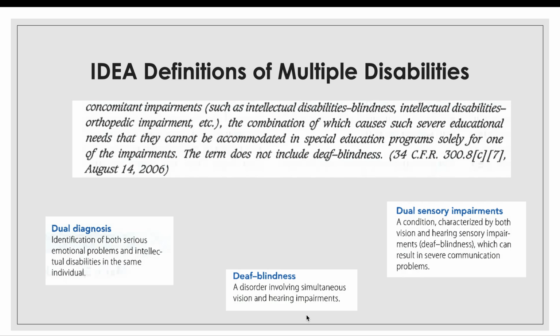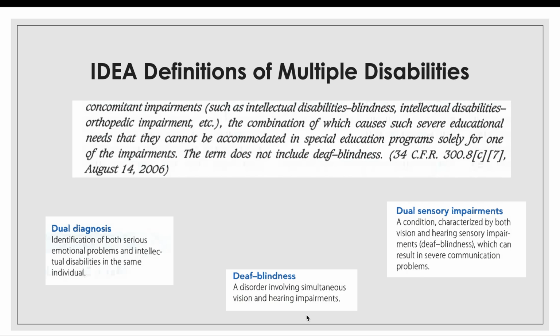The combination of which causes such severe educational needs that they cannot be accommodated in special education programs solely for one of the impairments. The term does not include deaf-blindness. Deaf-blindness is dealt with and looked at differently. So, let's look at dual diagnosis: identification of both serious emotional problems and intellectual disabilities in the same individual. So, they have intellectual disabilities and they're also dealing with emotional problems. That's considered a dual diagnosis.